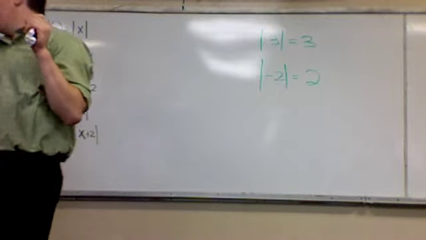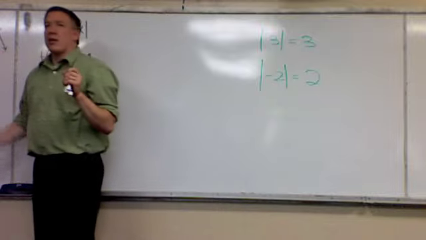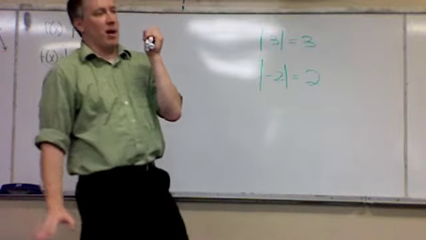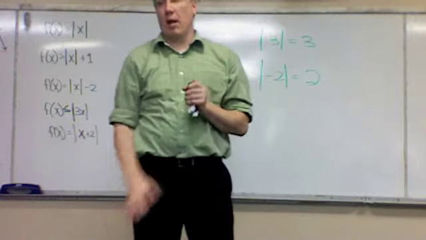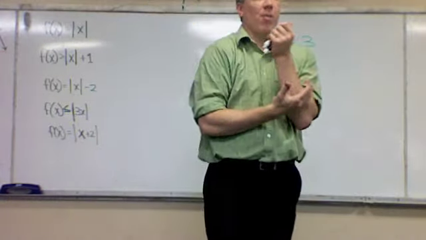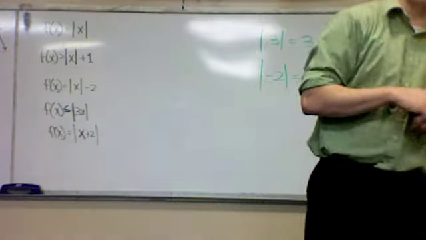Now, the reason why this looks like a V is because it's essentially two lines. One that's the positive and one that's the negative. But it switches around this 0 point, which we'll talk about. That's the vertex.